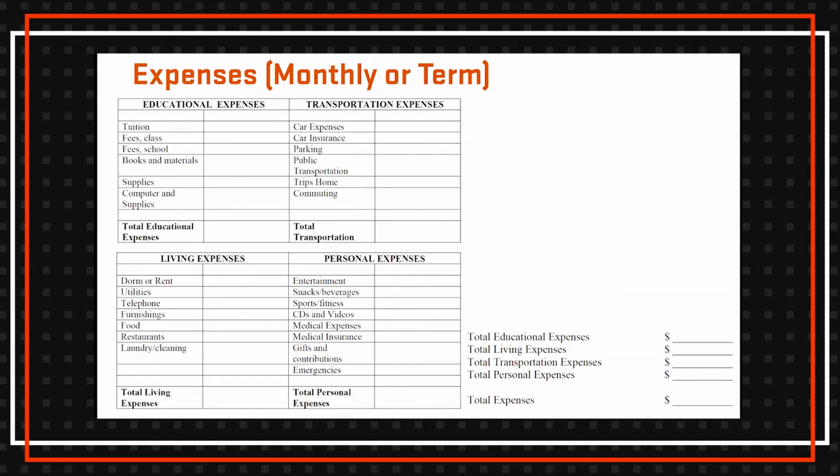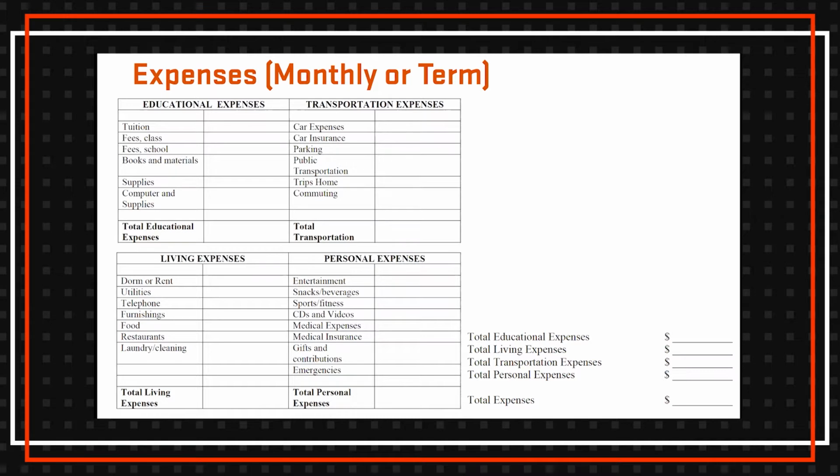And then we see on another part of it, transportation expenses. This could include your vehicle, car insurance, parking fees, whether or not you're using public transportation and how much that's going to cost, going home to visit family for vacation, Thanksgiving, holidays, maybe just the weekend, or whether you're commuting from home to school, how much is that going to cost per month or per term? So you'll notice when I said expenses, you could go either way. Some students prefer to keep their finances tracked per month, and some prefer to break it down per term. And that's a personal preference for the person.